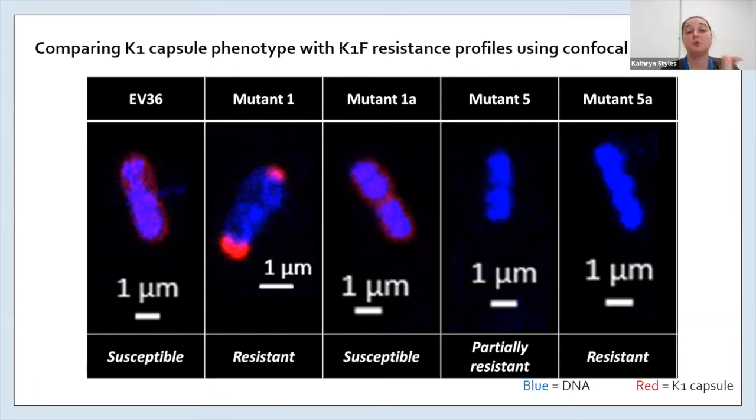And then for mutant 1, which was the one that was fully resistant, in a lot of the cells you'd get this clustering of the polysialic acid at one end or the other of the cell. And then for mutant 5, which was the semi-resistant one, you'd see absolutely no capsule at all. But then for mutant 1A, which was sequential from mutant 1, like its offspring, you then get a return of the polysialic acid being produced, as you can see with the capsule there. Whereas for mutant 5A, it would remain the same. There was no polysialic acid.